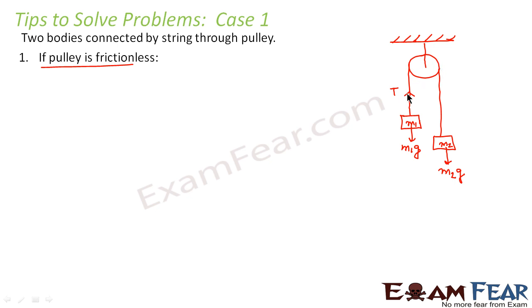So whenever you have a pulley problem, there will be a tension force which will act towards the center of the pulley or towards the pulley. So this is the tension force T1. For this M2, there will be another tension force T2. Now we come to the different cases.